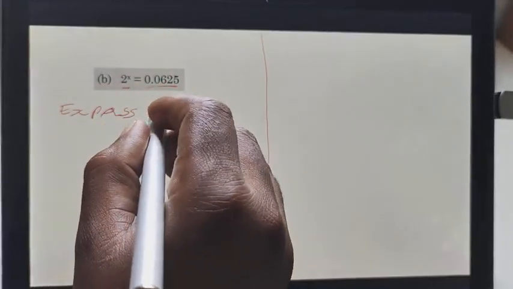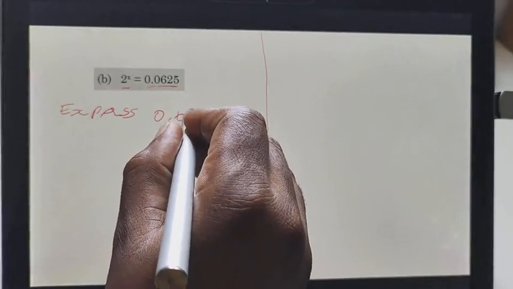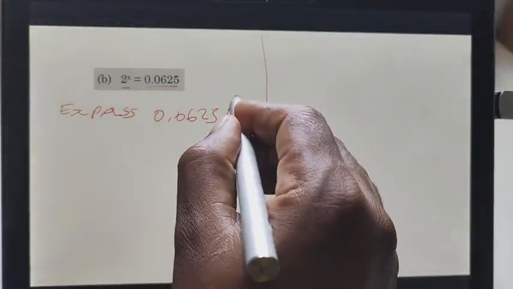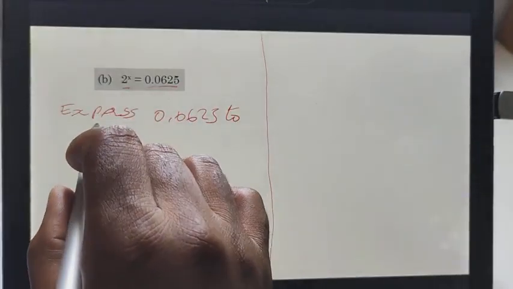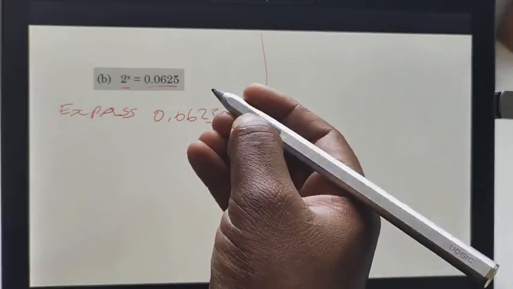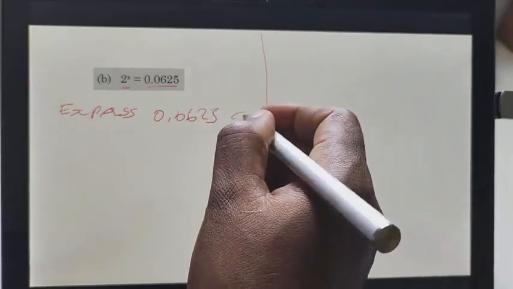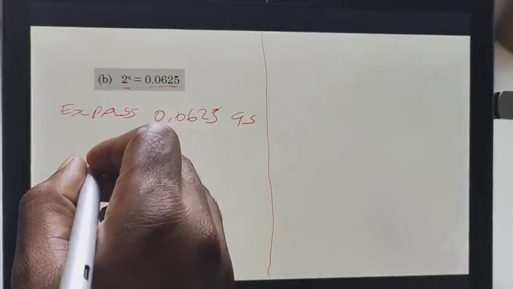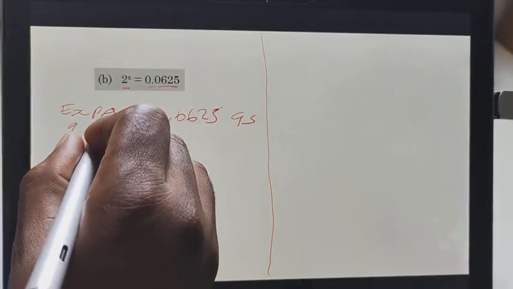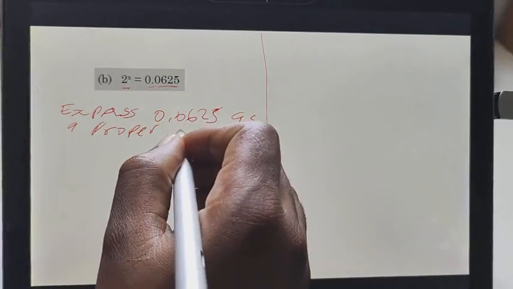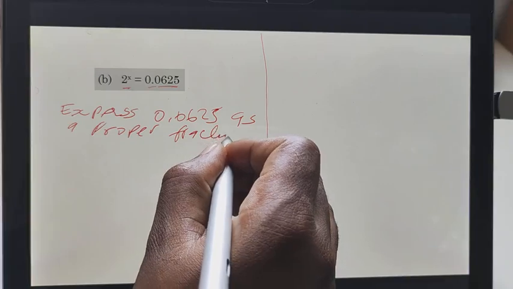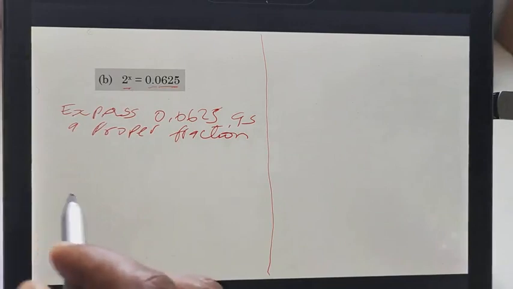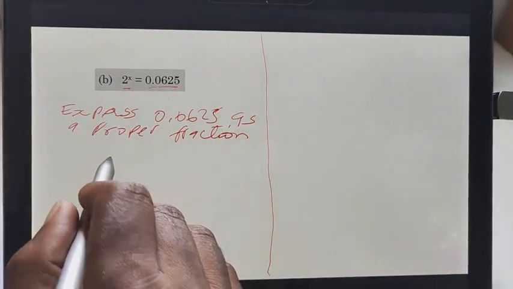We have to express 0.0625 as a proper fraction. Let's express that as a proper fraction. Okay, so how do we do it? Simple.